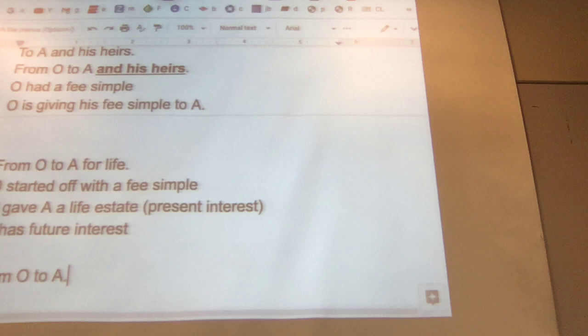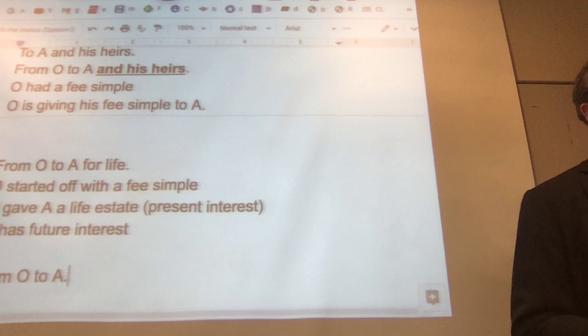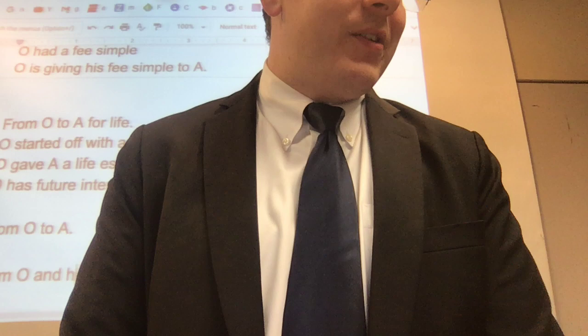So then what if O dies while A has the interest, and then does it go back to O's heirs? O's heirs, yeah, O's heirs step into it. Right? And in fact, if you want to be really precise, it would look like this. From O and his heirs to A and his heirs, right?